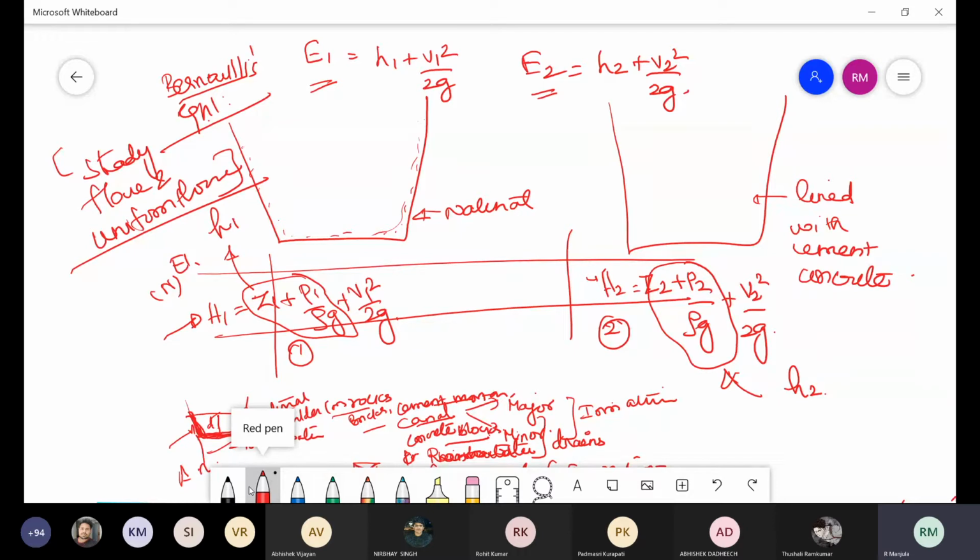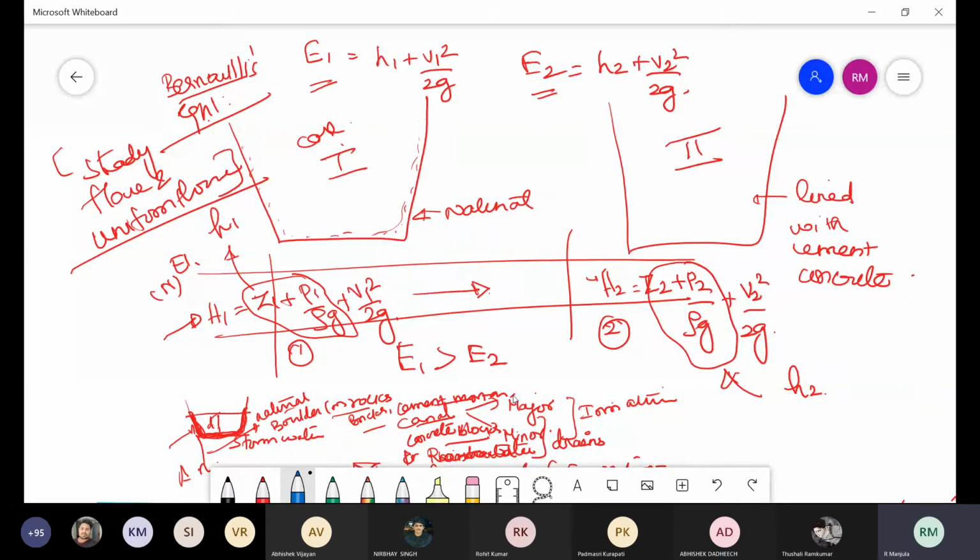Now my question is, this is say 1, this is say 2. Case 1 is the natural channel. Case 2 is the channel lined with cement concrete. Okay. So in which case can I expect, E1 is always higher than E2 because the flow is from left to right. E1 is higher than E2 because the energy at section 1 is higher and the energy at section 2 is lower because of frictional losses.